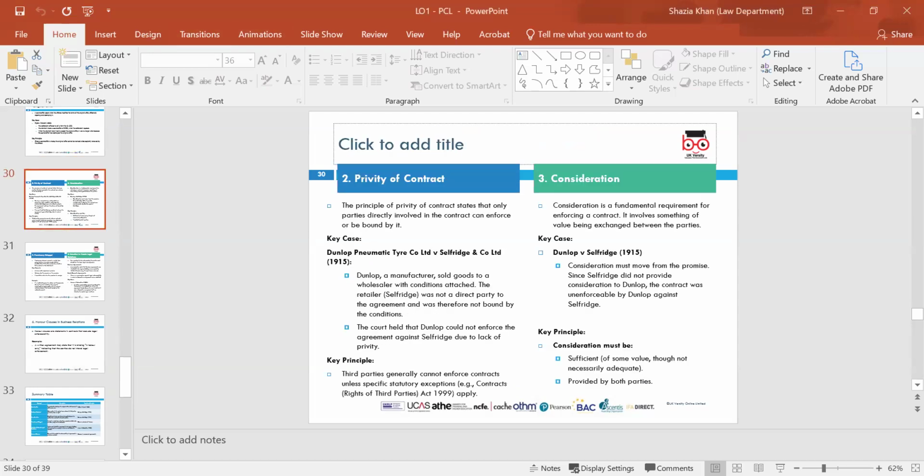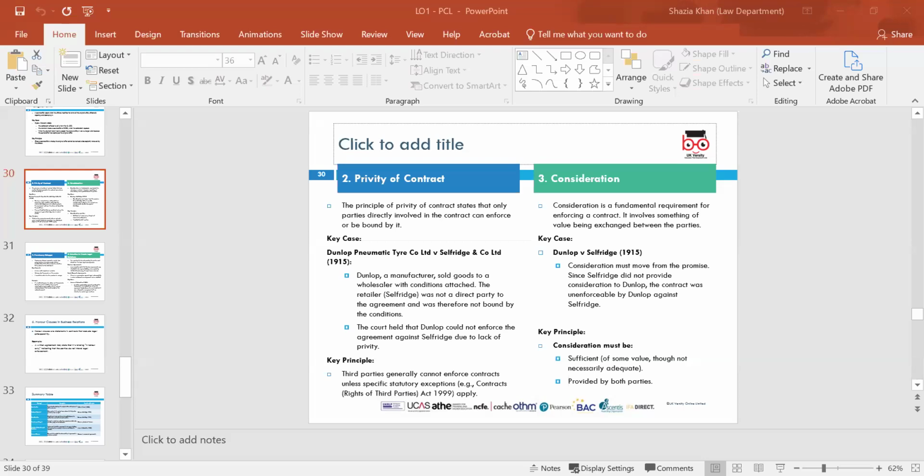So privity of contract. Privity of contract means that only the parties who signed a contract can enforce its terms, meaning a third party who is not named in the contract cannot sue or be sued based on its provisions, unless specific exceptions are made under the Contracts (Rights of Third Parties) Act 1999. Essentially, only those directly involved in the contract have legal standing to claim rights or obligations under it. Key case: Dunlop Pneumatic Tyre Company v Selfridge and Company Limited, 1915.